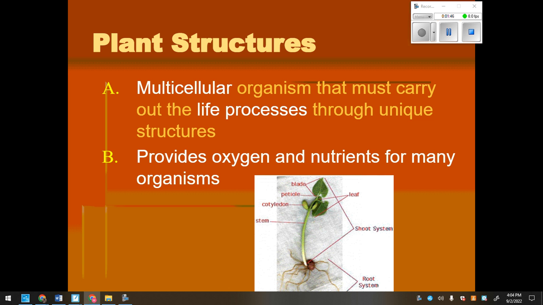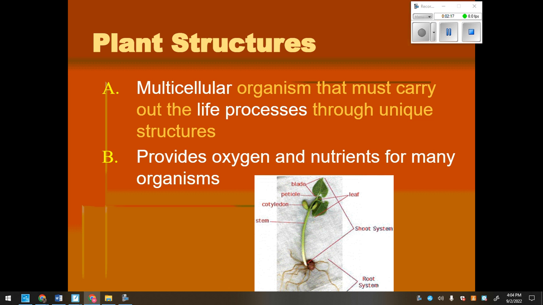Multicellular organisms. What does that mean, multicellular? Multi is many, and cells are the smallest piece of a living thing. A multicellular organism has many cells that help them carry out the life processes. You learned life processes last year. And they have unique structures. What does that mean? The structures are unique. That means they have leaves. They have other things that help them stay alive.